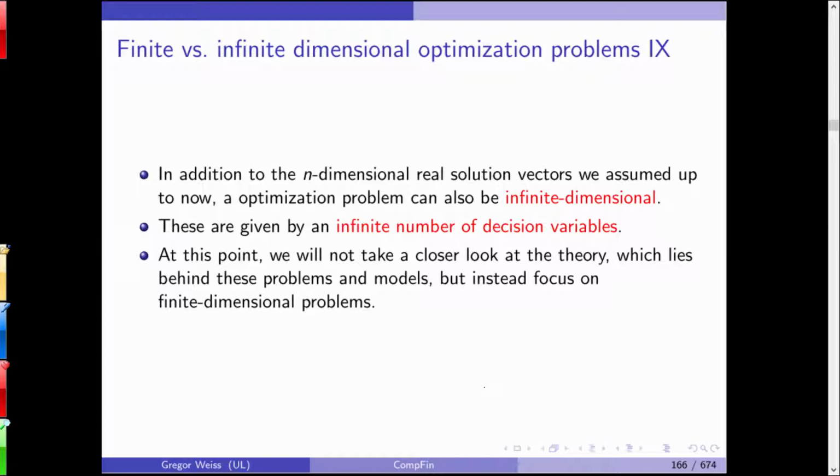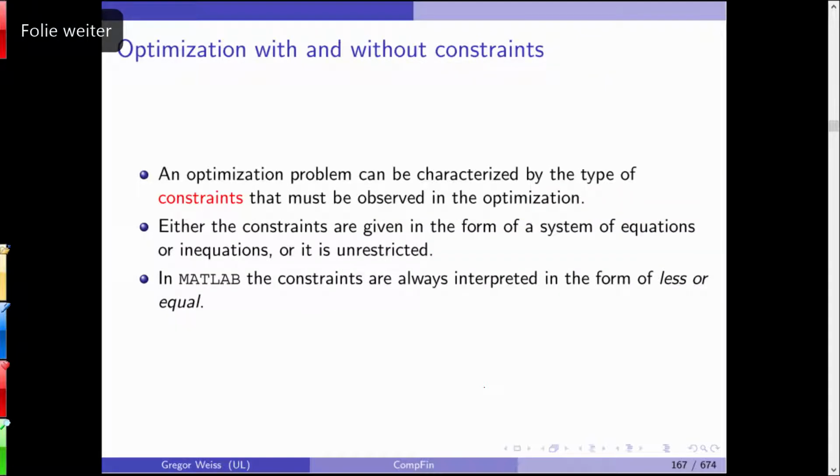I haven't thought of any problem in economics or finance that actually generates an infinite dimensional optimization problem, but these are known in engineering, and I would assume in physics, and in these cases you need different optimization tools. But these things do exist. So you have an infinite number of decision variables. We don't need this here, but I wanted to make you aware of this.